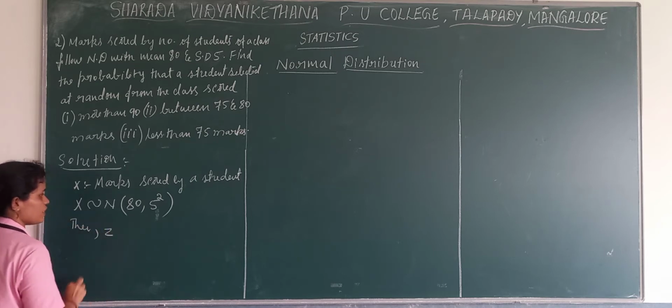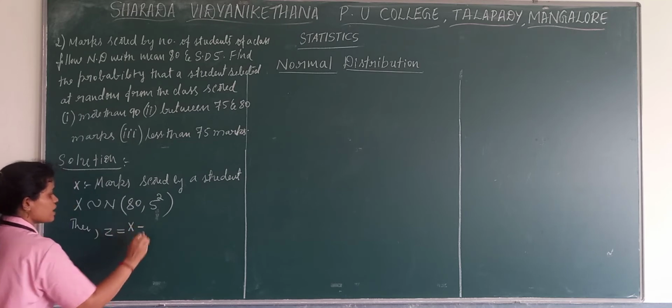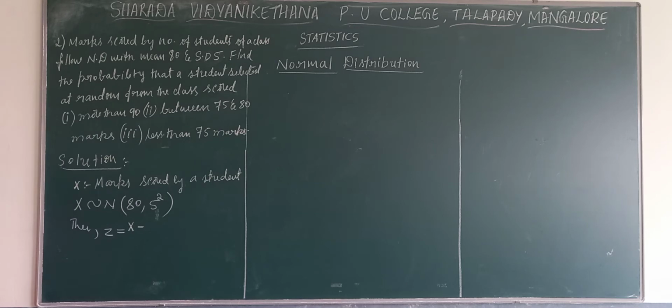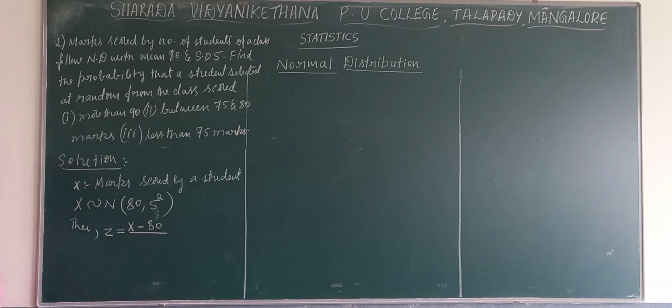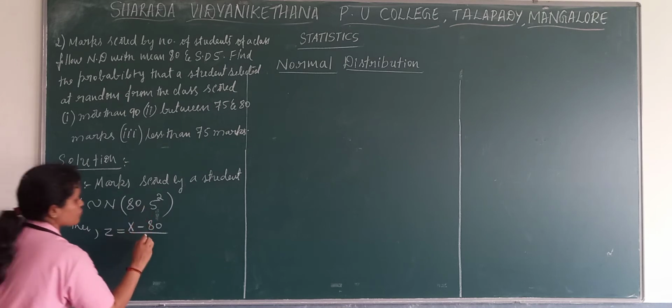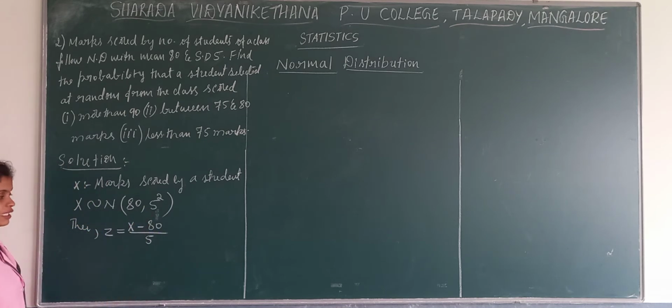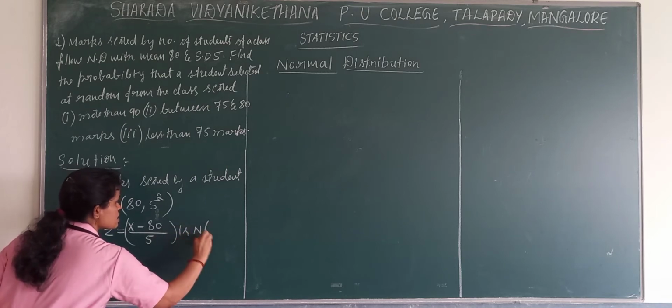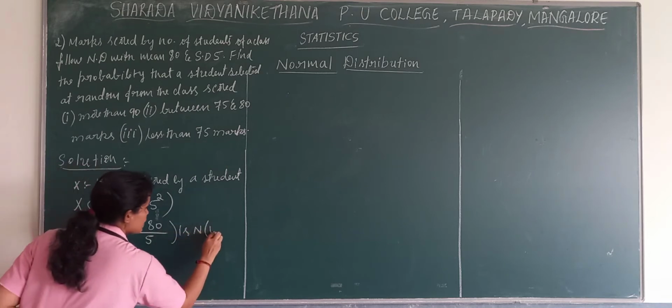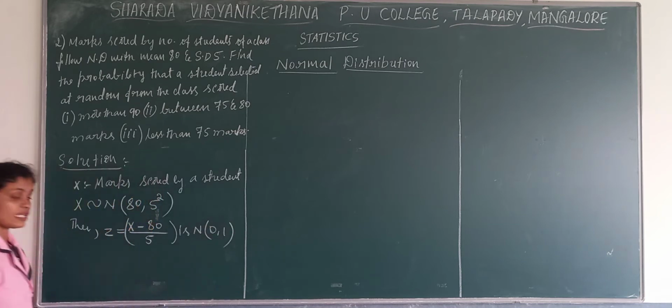Then the standard normal variate: Z is equal to X minus mu, where mu is the mean. What is the value of the mean? 80. Divided by the standard deviation. What is the value of the standard deviation? 5. The standard normal variate has mean 0 and variance 1. Those are the parameters, mean and sigma.